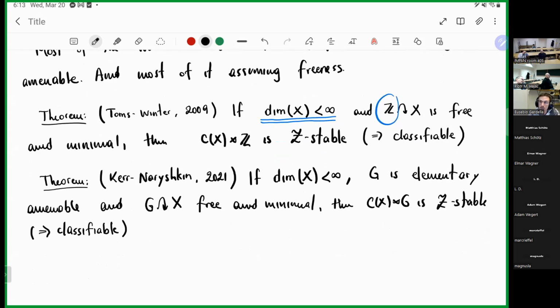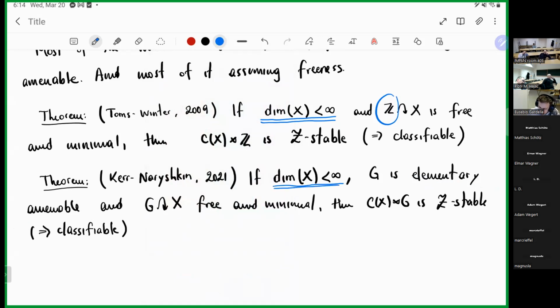So amenability of the action is not enough here. You must know something about the group itself. Right, exactly. If you just know that the action is amenable, it's not enough. And actually, it's also not enough to know that the group is amenable. You have to know that it's elementary amenable. In a few minutes, I will tell you a few speculations of what probably is the case. What should be true, but what we know is just this for now.